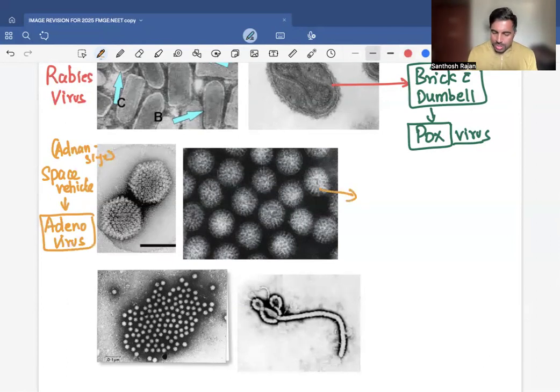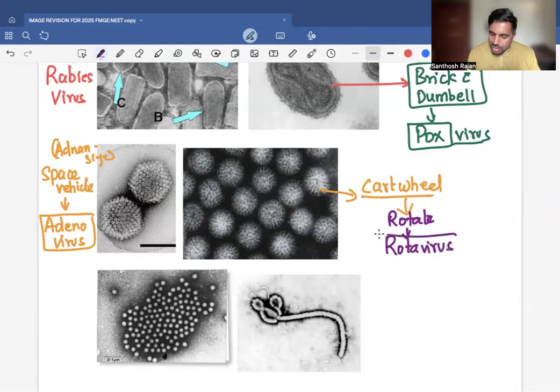Next one, cartwheel. Your cartwheel is not only for paracoccidioidomycosis in mycology, but also in virus. So this cartwheel is very, very familiar. You know what you do whenever you have a cartwheel? You have to rotate it. Rotate the cartwheel. So rotate, you know what I'm talking about: rotavirus. Very simple and easy. You will have to remember.